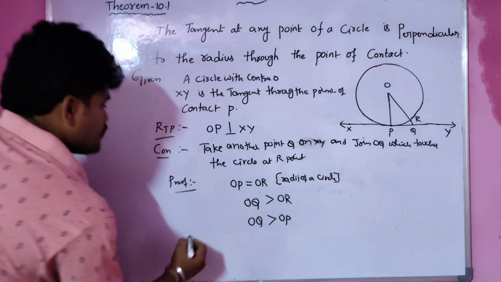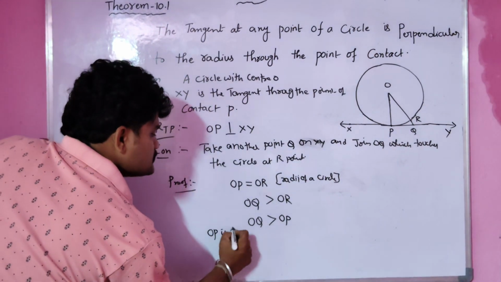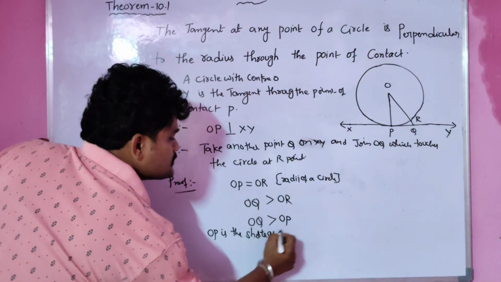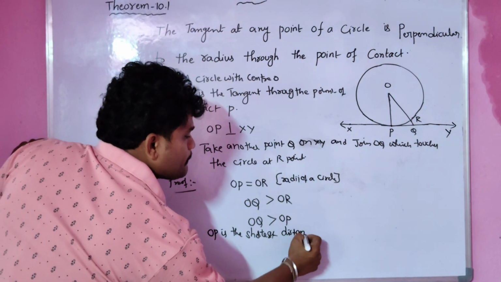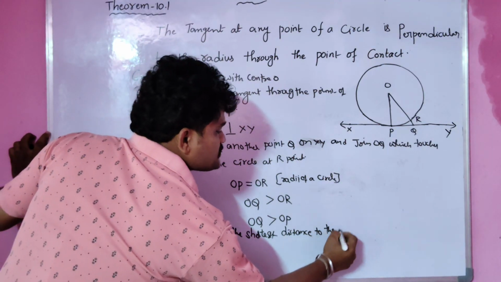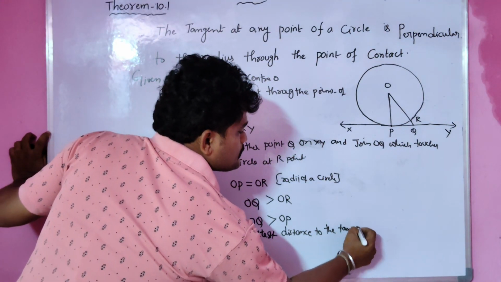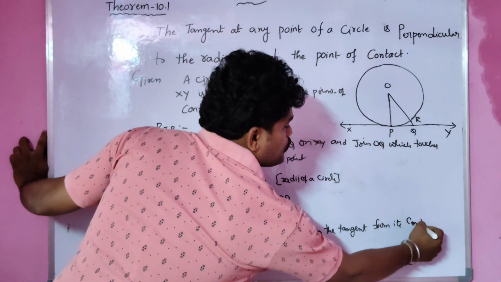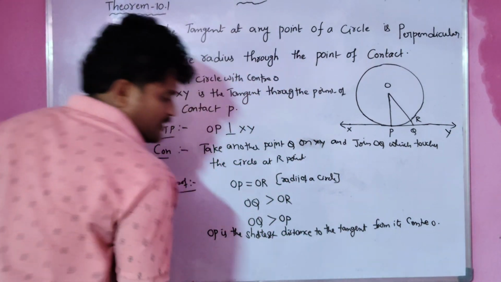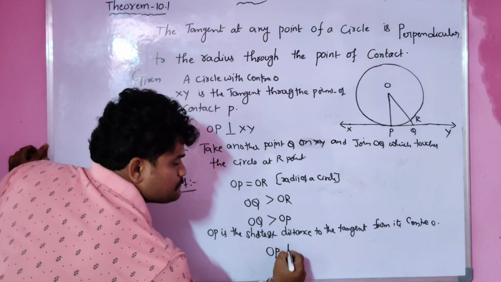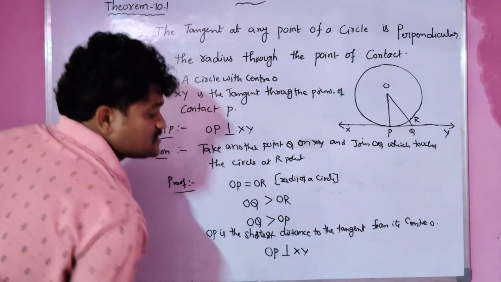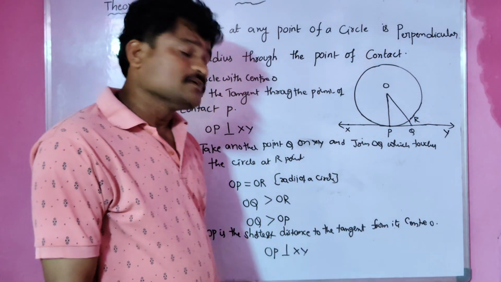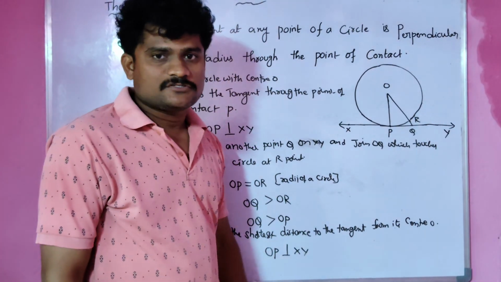So let's write: OP is the shortest distance to the tangent from its center O. Therefore I can write OP is perpendicular to XY, since the shortest distance is the perpendicular to the tangent. So we can write OP is perpendicular to tangent XY.